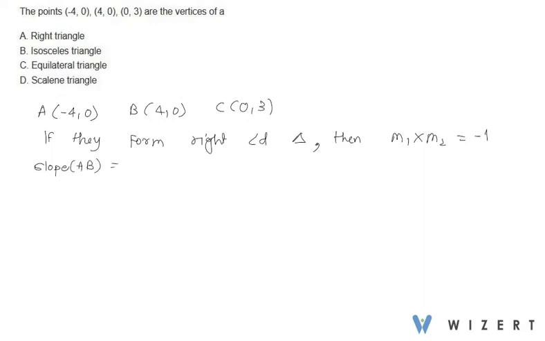Slope of AB is equal to (y2 minus y1) upon (x2 minus x1), which is equal to (0 minus 0) upon (4 minus of -4), which is equal to 0. So we can say that it is parallel to the x axis.